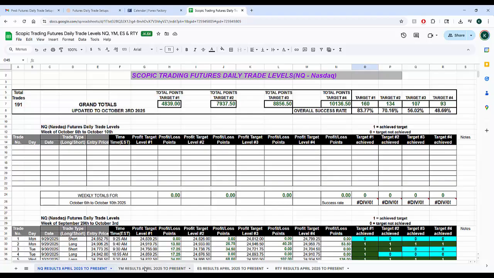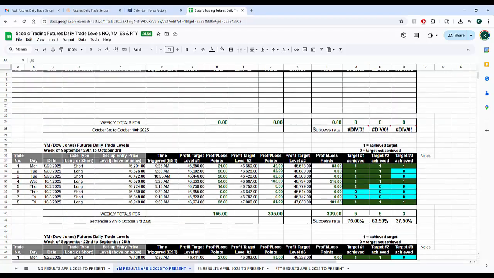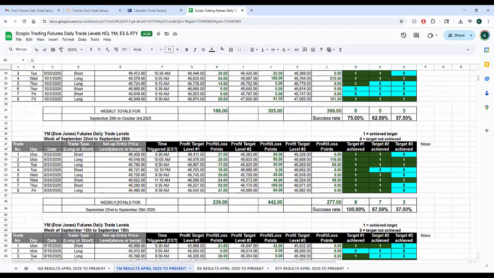Then we go to the YM, the Dow futures, same sort of situation we looked at last week, and we can see 100% of the first targets were hit, 239 points, and the probability is in your favor on the first target. If you want to stay longer for more profits, you have to manage that accordingly.